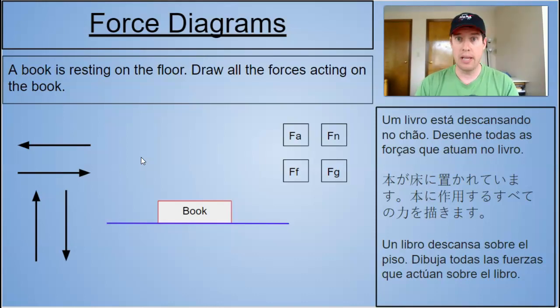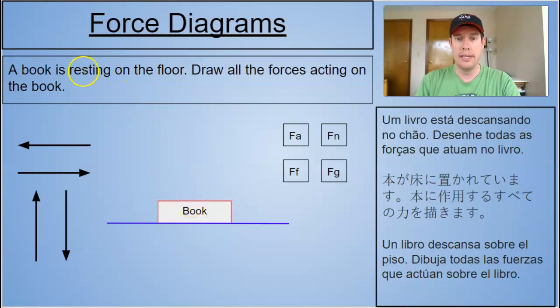Now, in order to make things even more simple, every object that becomes the subject of our force diagram is going to be drawn as a rectangle or a square. If we're talking about, draw all the forces acting on a bicycle, we're not going to take the time to draw a bicycle. We're just going to draw a square or a rectangle here, and then boom, we're off and running. So a book is resting on the floor. Here's the book. Here's the floor. What forces are acting on the book?